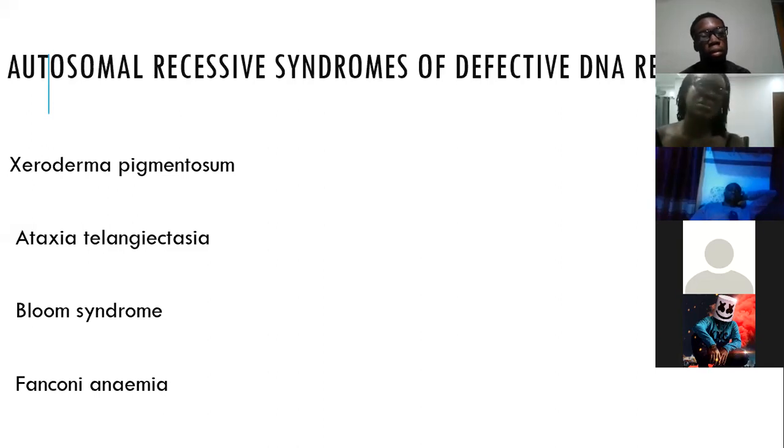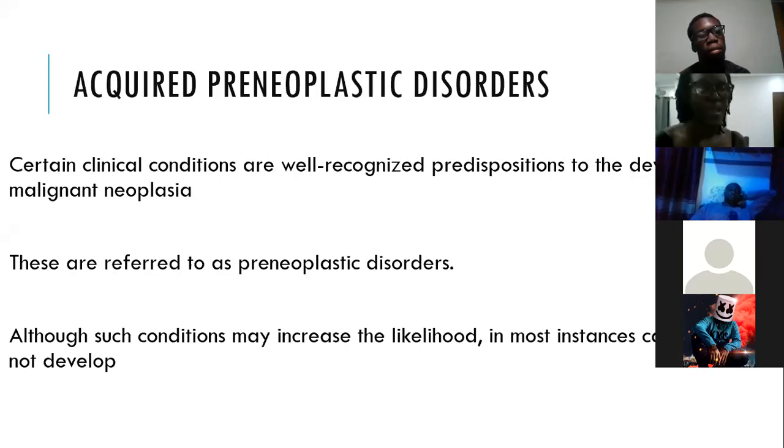It's just important for you to know that there can be familial clustering of cancers. I'm not going to really ask you to give 2 examples of autosomal recessive syndromes of defective DNA repair. But I just want you to understand that cancer can run in the family. And there are 3 main ways by which it does this: either autosomal dominant, autosomal recessive syndromes of defective DNA repair, and then familial clustering of cancers.